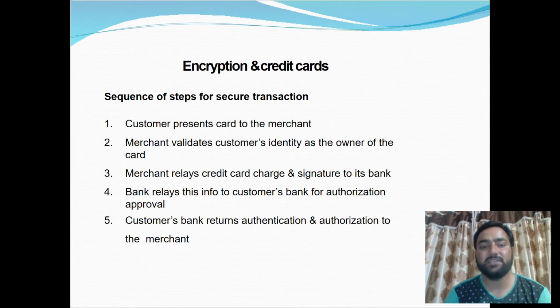And when the authorization is returned by the customer's bank to the merchant's bank, the merchant's financial institution, the payment gets processed.